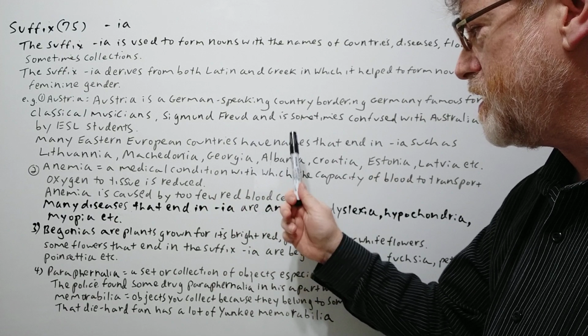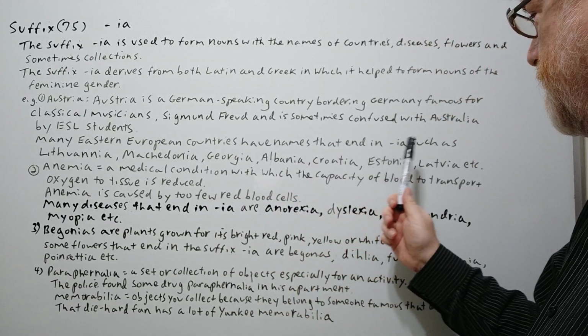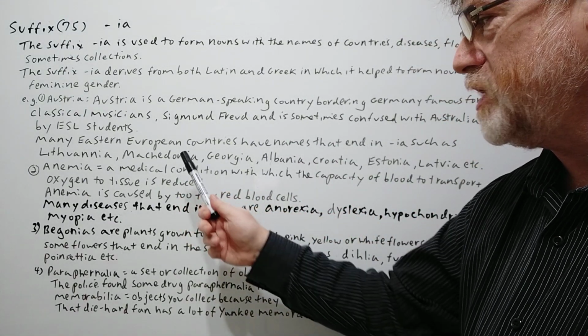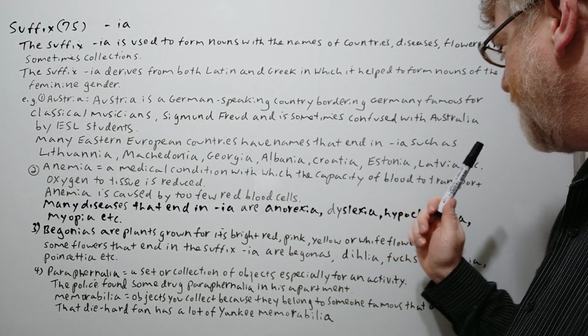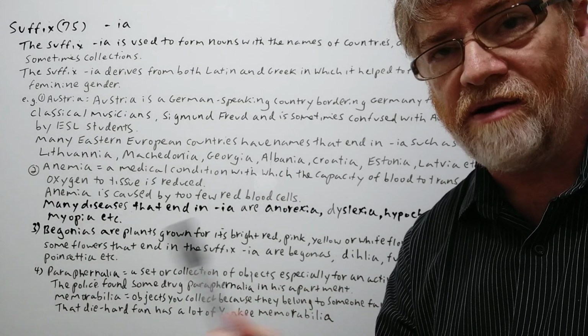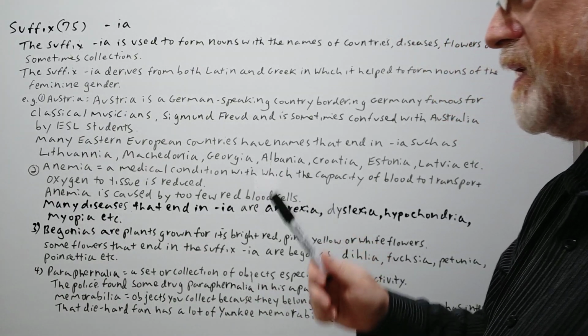Many Eastern European countries have names that end in IA, such as Lithuania, Macedonia, Georgia, Albania, Croatia, Estonia, Latvia, etc. And there are more.